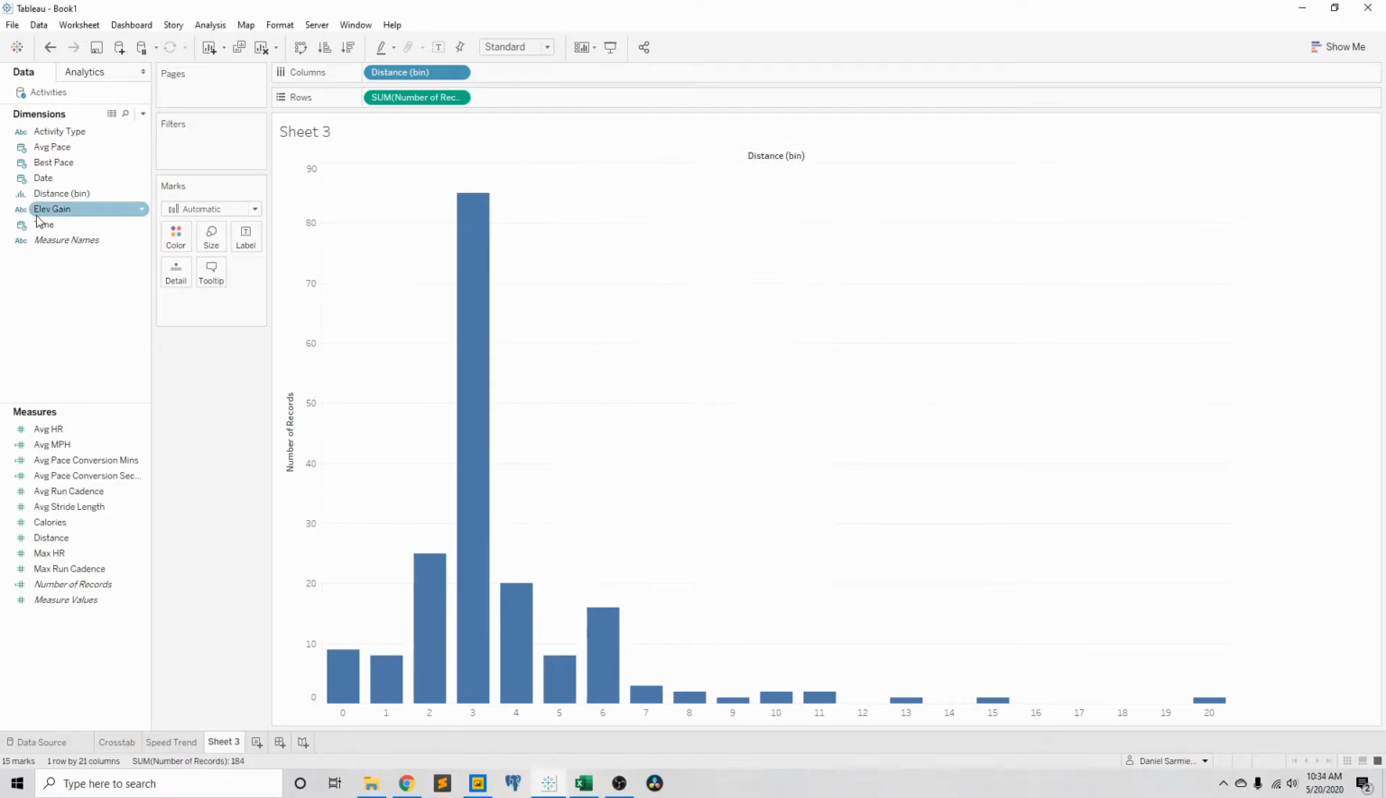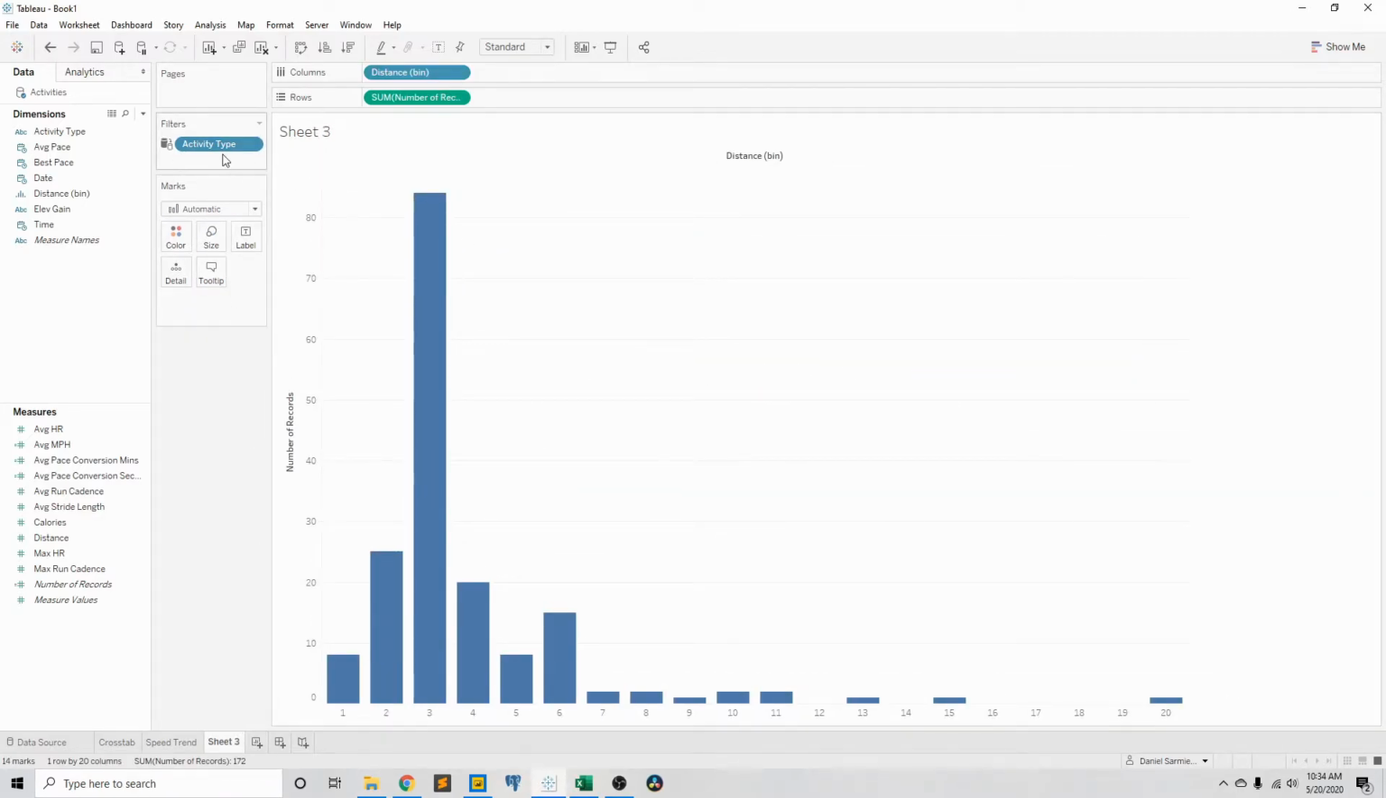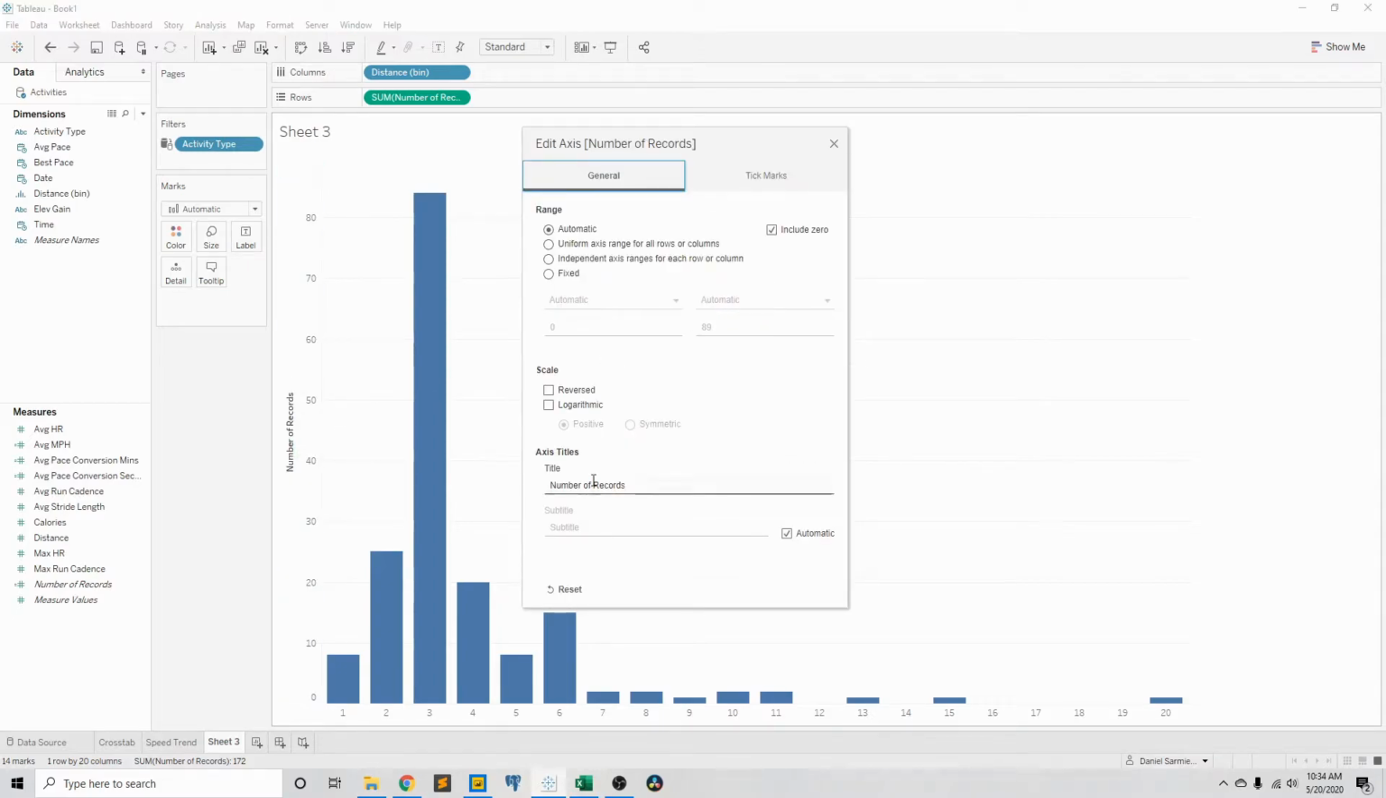Oh wait, I want to make sure this activity, let's apply this to all using related data sources. Okay, so I'm only looking at my runs today. I want to look at all my running activities and how far I've gone. So number of activities.